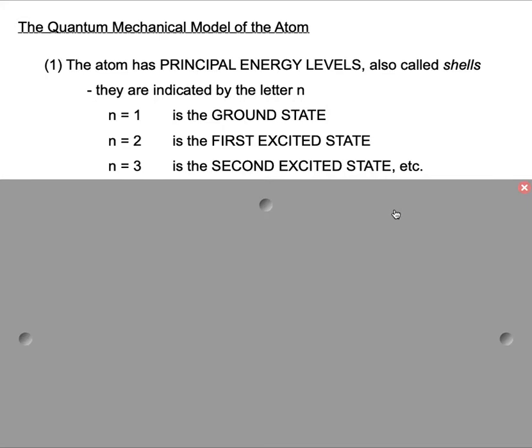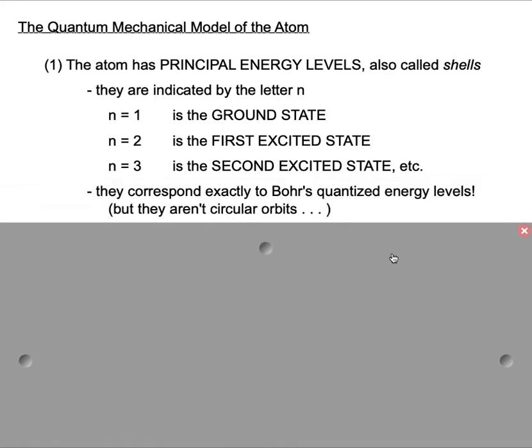The important thing about these principal energy levels is that they correspond energetically exactly to Bohr's quantized energy levels. The energies of the principal energy levels in the quantum mechanical model are the same as the energies that Bohr predicted. The only difference is they're not circular orbits.